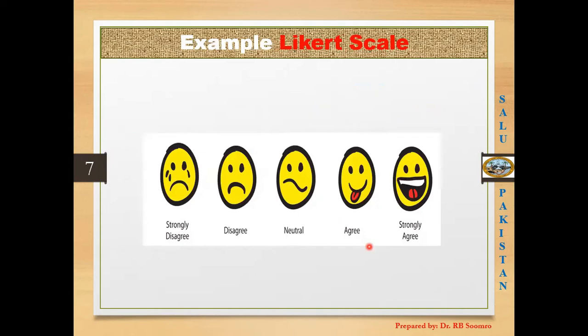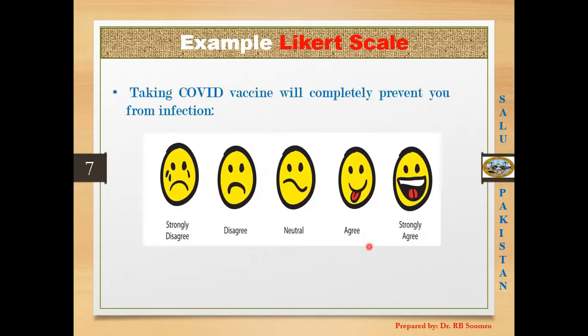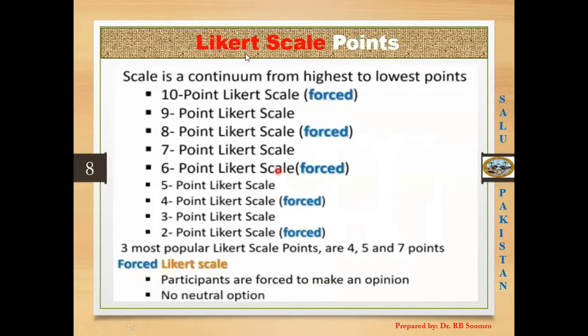This is a very good example of a 5-point Likert scale, where the neutral option is available. The statement is: the COVID-19 vaccine will completely prevent you from infection. Here the researcher wants to measure your behavior regarding the use of the COVID vaccine. Up to what level you agree, you can select any one option from these.